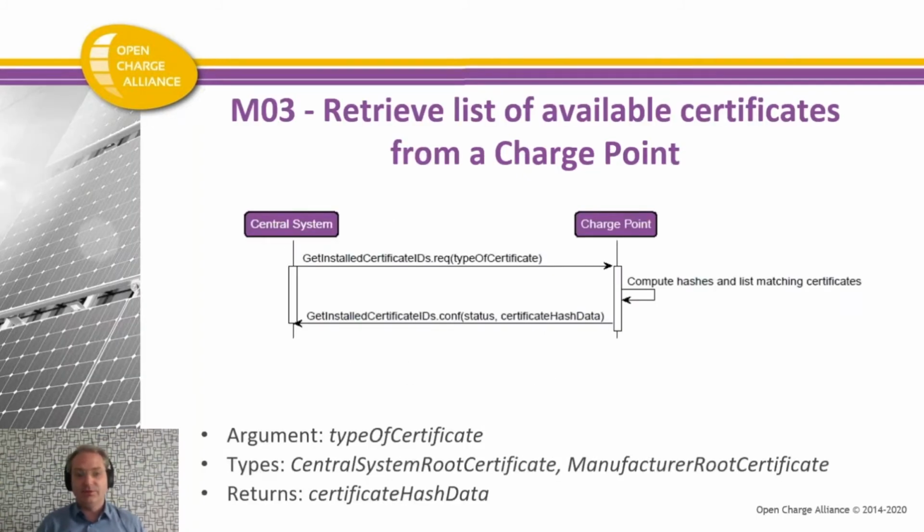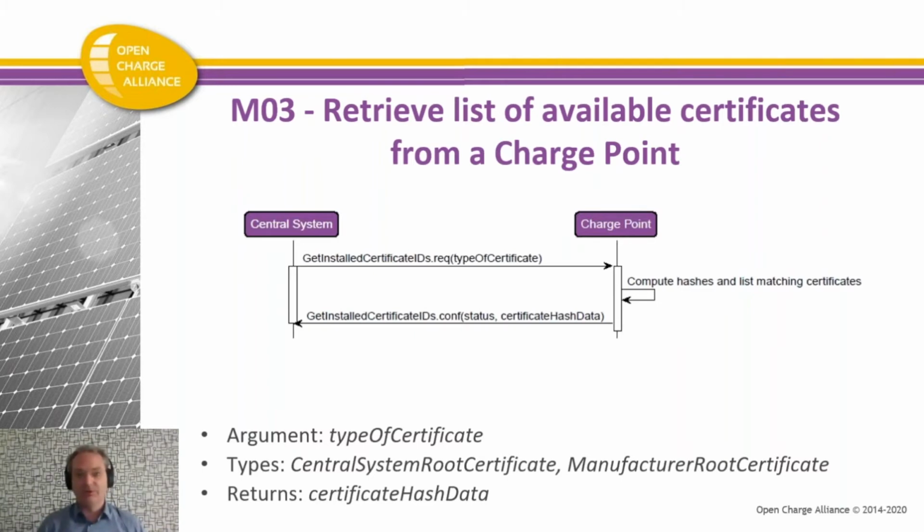Now, the management consists of 3 operations. We can retrieve certificates, we can delete them, and we can install them. So I'll start with retrieving certificates. It's a specific message for that. It's called get installed certificate IDs. And you can give it as an argument its type of certificate. And then the charge point has to return a list of certificates. It doesn't return the certificate itself, but it will return an object called certificate hash data, which basically contains the hashed issuer name and serial number of the certificates, so you know which certificates are installed.